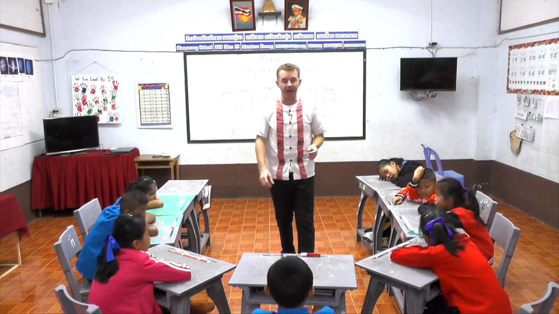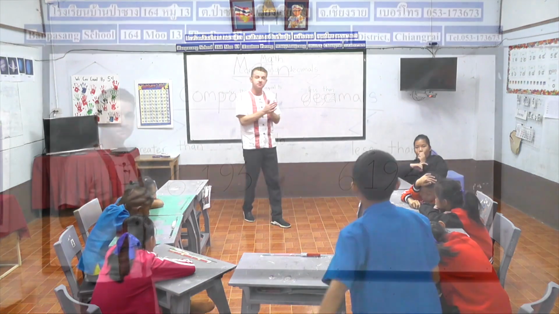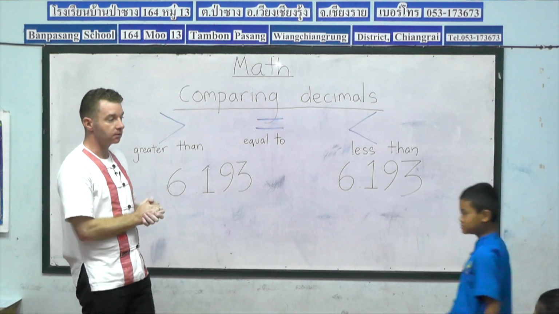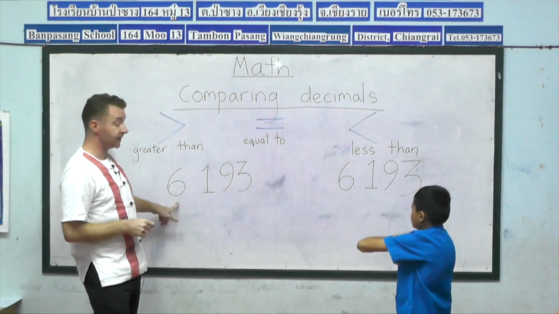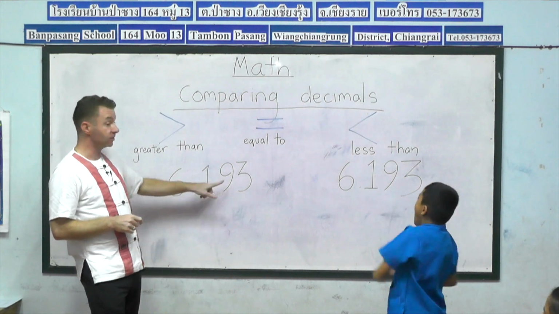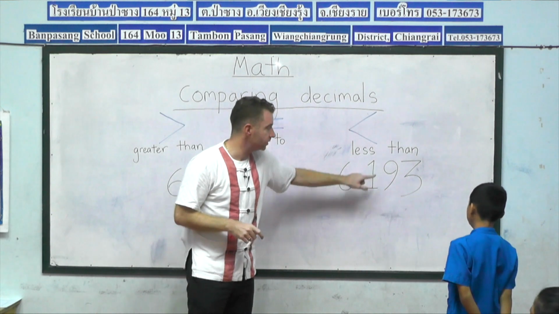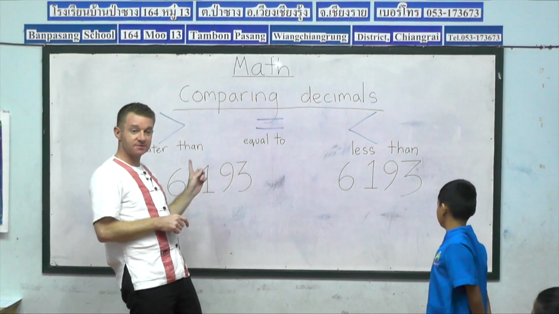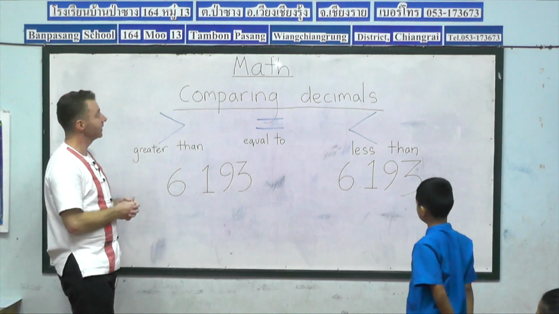And now the pen is with Chu. So Chu, come and join me at the front of class. Now it's Chu's turn to compare and write the correct symbol. So let's speak about the numbers first, guys. 6.193. And then 6.193. Now what do you notice about the numbers? They're the same. So what symbol will we write? Equal to.